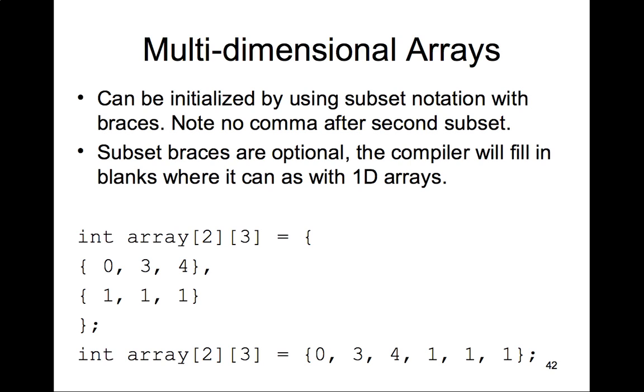Multidimensional arrays. So you can initialize by using subset notation, brackets, as we've seen here. No comma after the second subset. Nope, second one doesn't have a comma because it's the end of the list. And then the subset brackets are identical. The compiler will fill in the blanks where it can with the one dimension. So it goes rows and columns. These are the rows, these are the columns. And here we're just setting the rows, we're not setting the columns. So it'll fill in, like with the one-dimensional arrays.